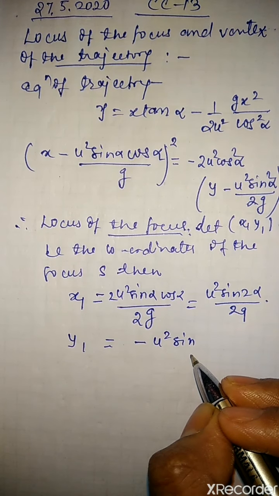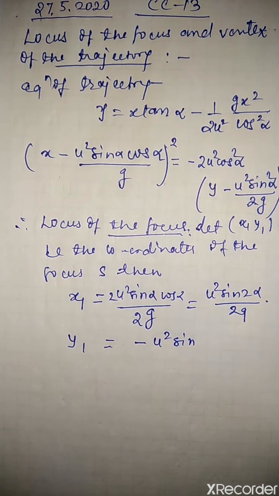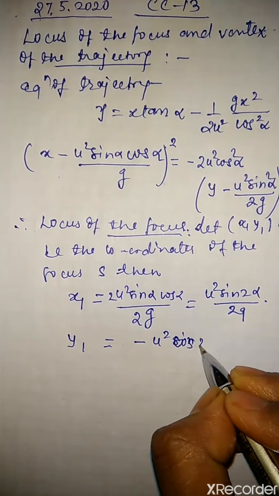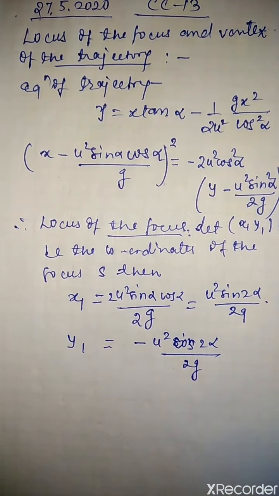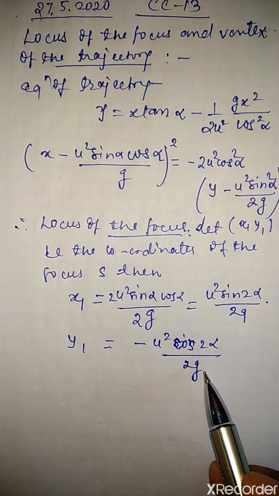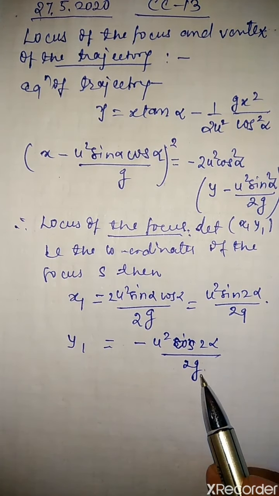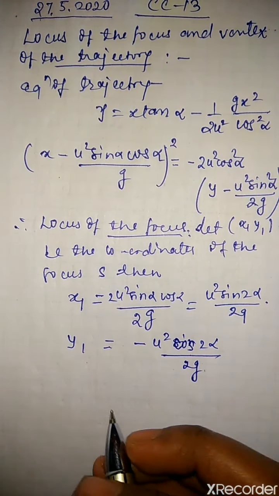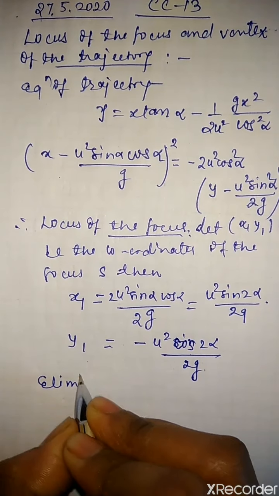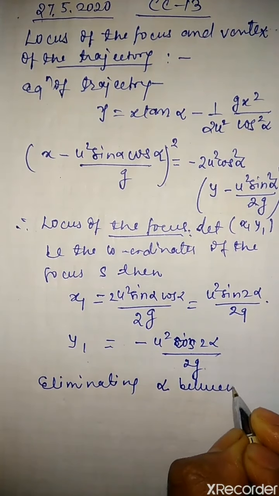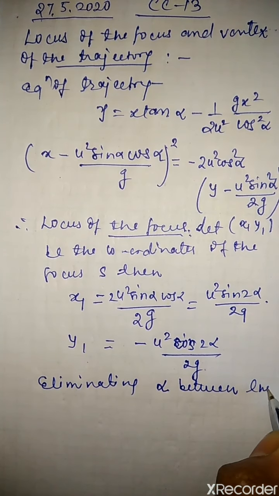Why is it cos 2 alpha? Because we are left with cos square alpha minus sin square alpha. By solving this value, we get u square cos 2 alpha divided by 2g. This value we have also discussed in the previous lecture. So here we get the point x1, y1, which is the focus. So eliminating alpha between these two relations.